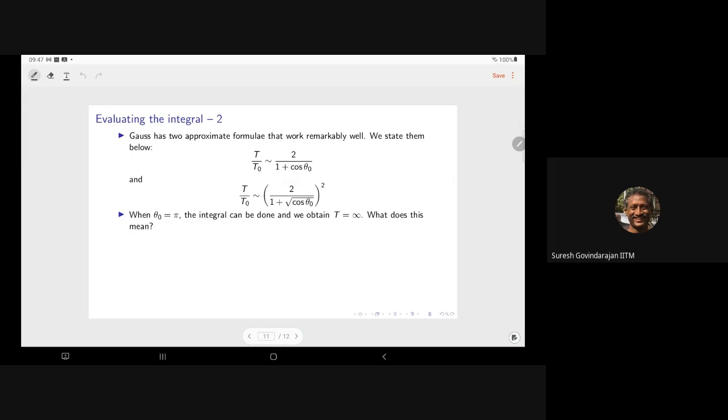Gauss actually had two approximate formulae that work reasonably well, and I just state them. T by T naught is 2 by 1 plus cosine theta naught. T by T naught is also 2 divided by 1 plus the square root of cosine theta naught, whole squared. But there is something very interesting: when theta naught equals pi, what is that? That means you're taking it and putting it almost vertical. The integral can be done, and we obtain T equal to infinity. What does that mean? Let us try to understand that.